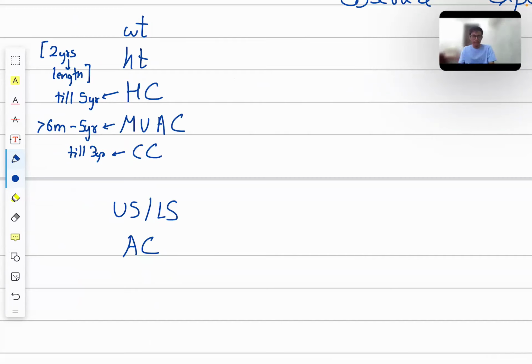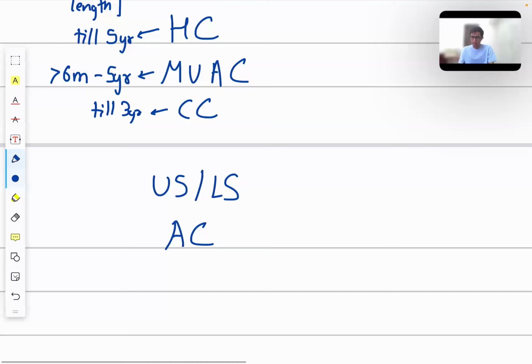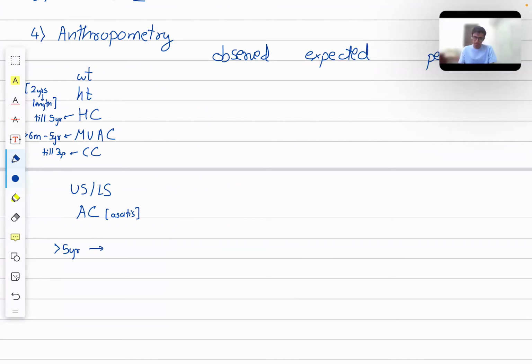It is unlikely that you will get this case in your exams, but still, if you do get it, and if it is a case of long or short stature, then you have to measure US to LS ratio. Abdominal circumference has to be done only in cases of ascites, otherwise, do not mention it. To summarize, if your child is greater than 5 years, measure only height, weight, BMI.